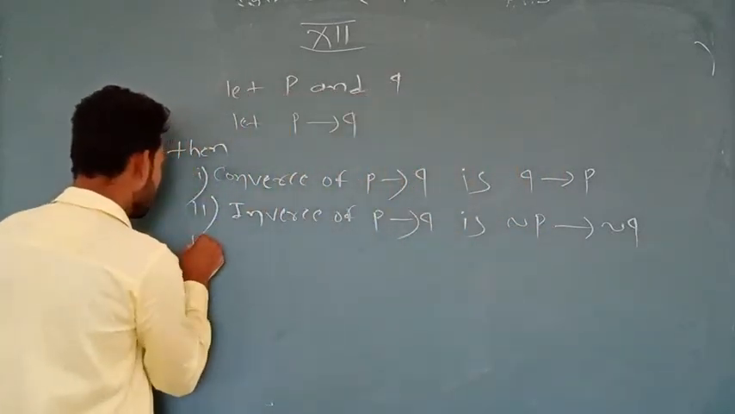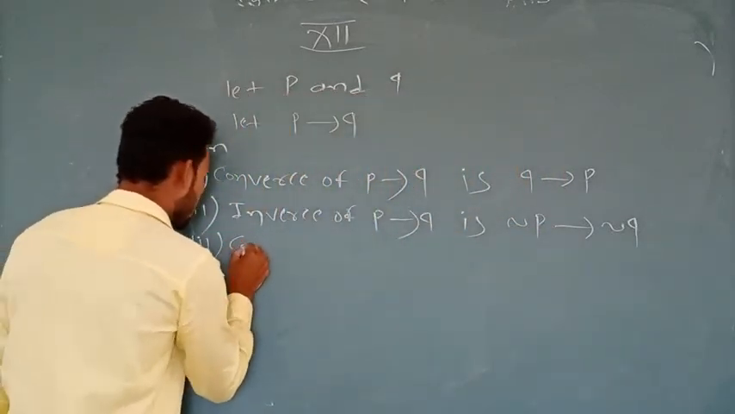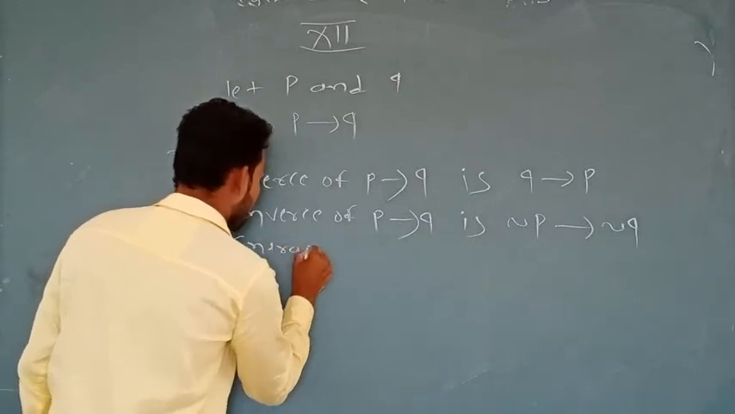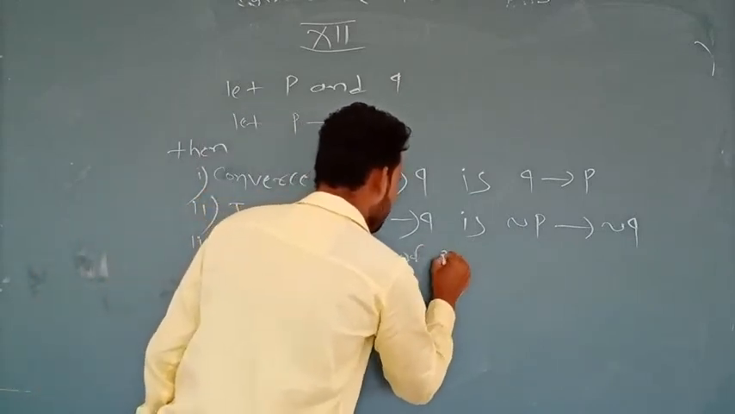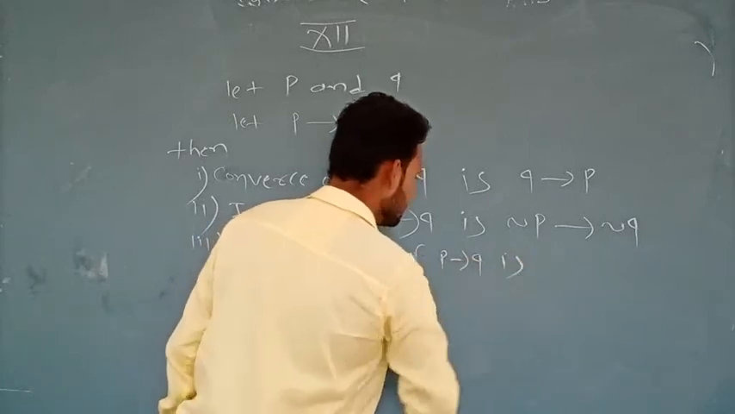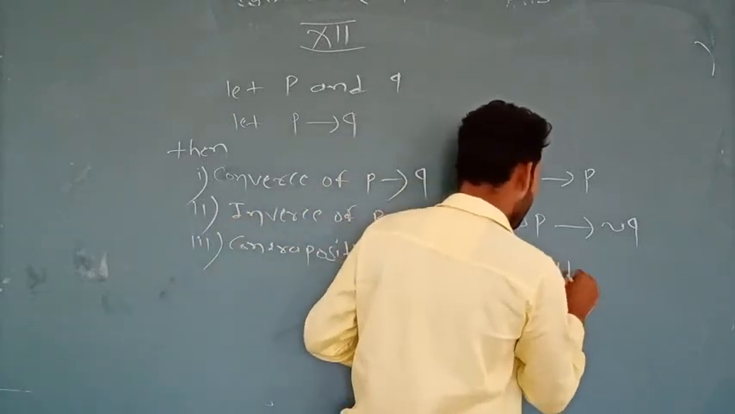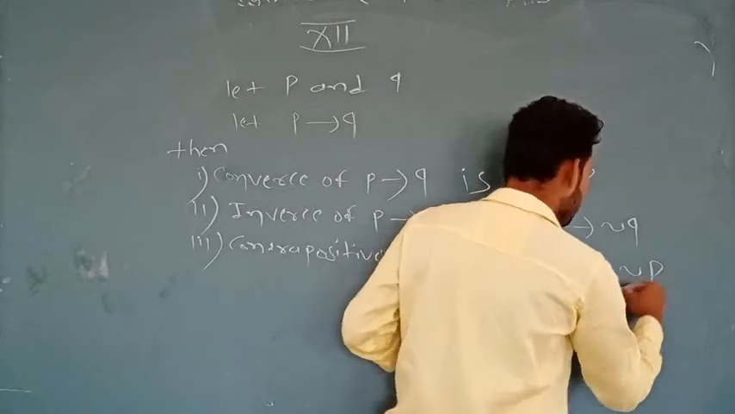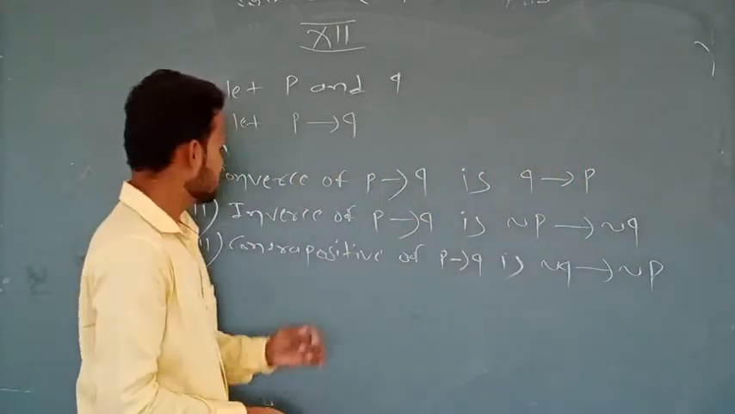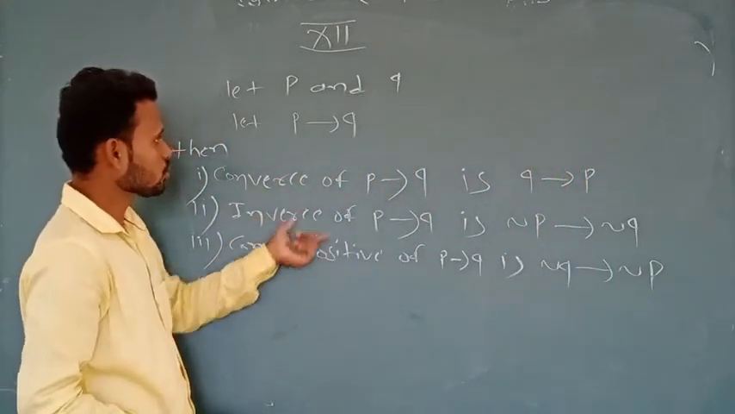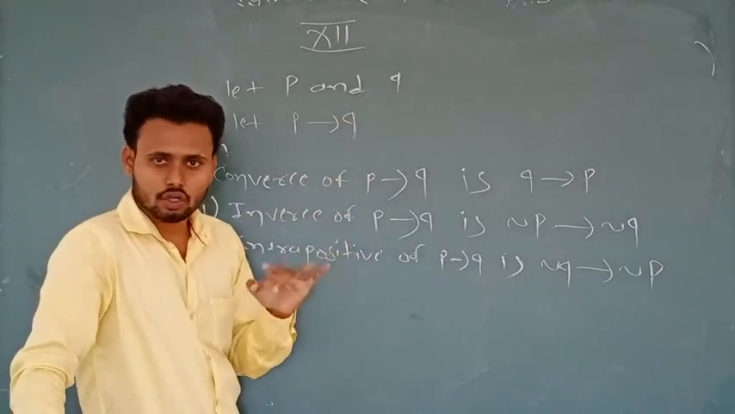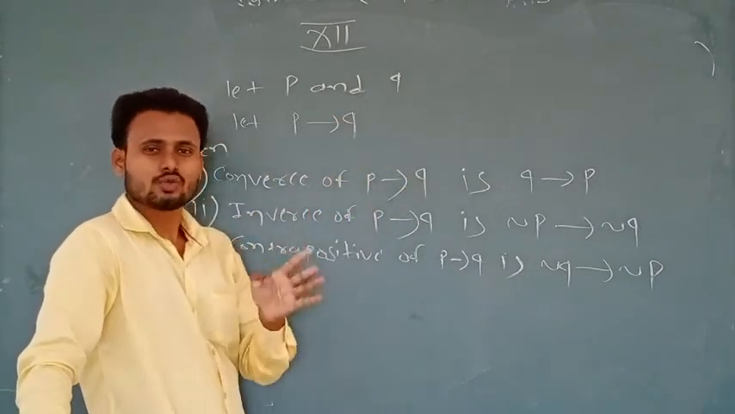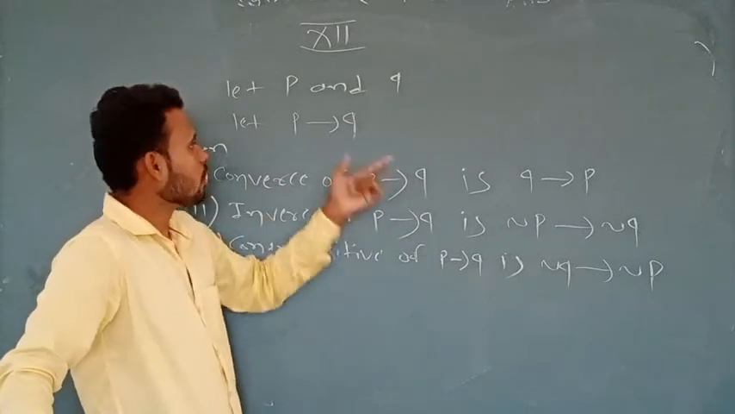And the last one is the contrapositive of P implies Q. The contrapositive is the negation of Q implies the negation of P. This is the converse, inverse and contrapositive of a conditional statement. Our point is that we find the converse, inverse and contrapositive only for a conditional statement.